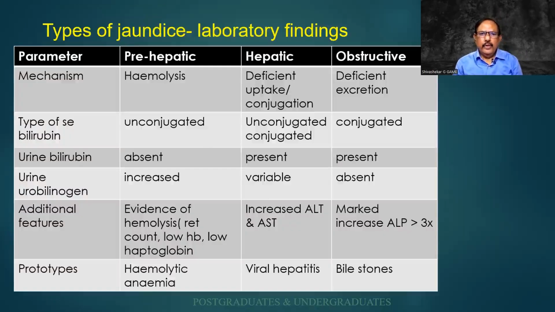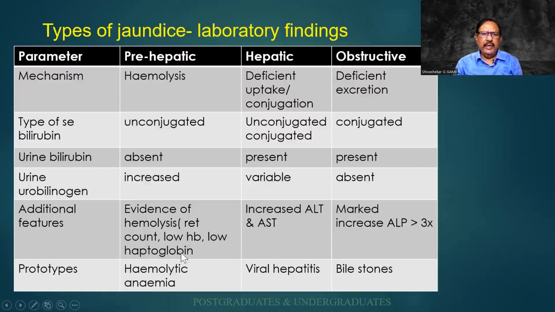Now, the types of jaundice and the laboratory findings. Always, classification is an aid to orderly thinking. On one, we have got the parameter. Two, the prehepatic, hepatic, and the obstructive tables. Mechanism is hemolysis. Here it can be defective uptake and conjugation. Obstruction, whatever be the source, defective excretion. Serum bilirubin: unconjugated, both unconjugated and conjugated, conjugated. Urine bilirubin: absent, present, present. And urobilinogen is increased in a case of prehepatic.